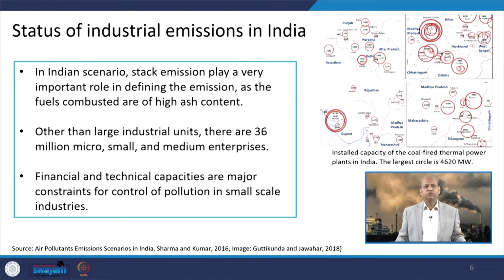Because of those impurities in the coal. Well, other than large industrial units, there are 36 million micro, small and medium enterprises, and many small scale industries do not have sufficient resources to install very expensive air pollution control equipment. So, that is also a very important factor. Financial and technical aspects are major constraints for the control of pollution in micro, small and medium enterprises. Sometimes industries pool resources and have certain technological interventions, especially like a wastewater treatment plant, which is easy for them. But for air pollution control, each industry has to install its own equipment, otherwise it will be a very cumbersome and complex issue to control emissions of air pollutants.